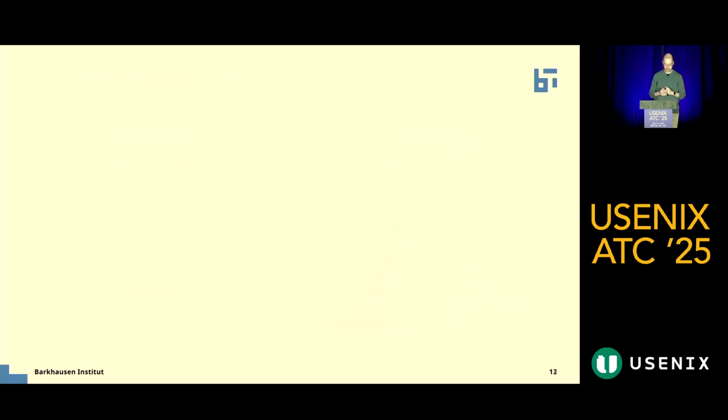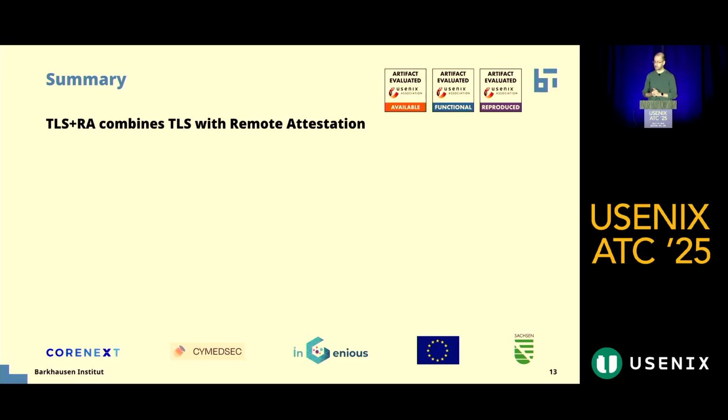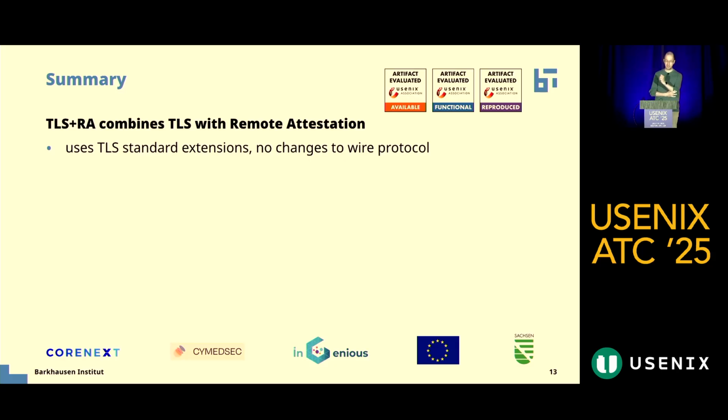So in summary, this is what we have developed. TLS plus RA combines TLS with remote attestation. It uses standard TLS extensions. There are no changes to the TLS wire protocol. We have no additional round trips and no additional encryption. I skipped the evaluation in this talk because it's not very exciting. You can check the paper. We have an evaluation on throughput, which shows that it is exactly the same as a regular TLS connection.